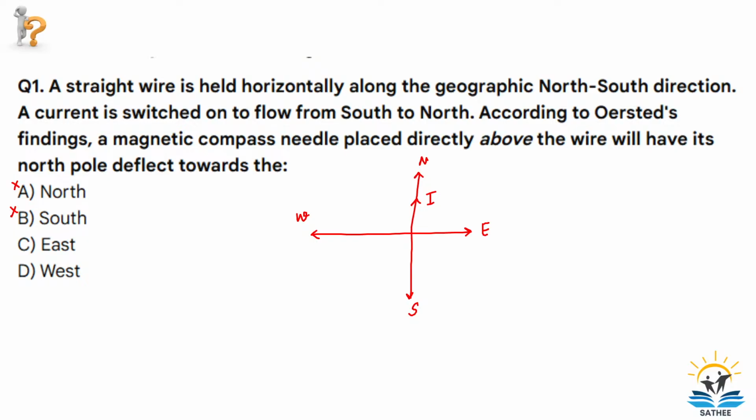C, yes, towards east. If you curl your fingers, your fingertips will point in the direction east above the wire, and below the wire they are pointing towards west. In the question, it is asked above the wire. So which option is correct? C, east. Directions are very important in this chapter. Many students get confused in the directions.